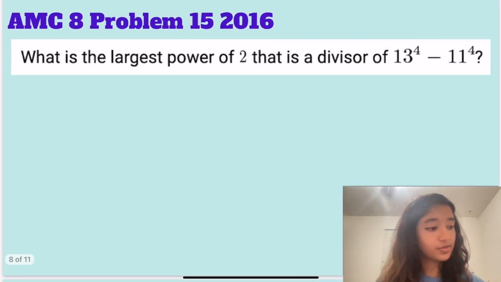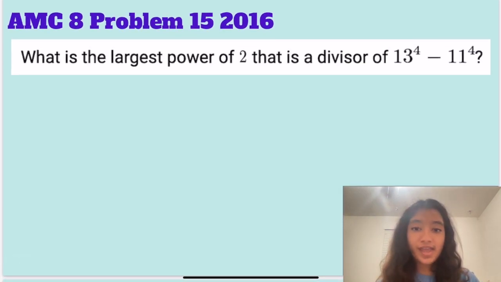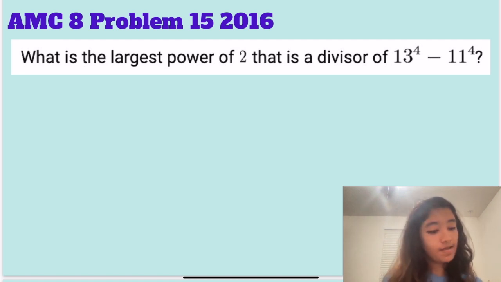Okay, on to the next problem. So I know we didn't get to this in class, but if you guys are either coming back to this later or want to look ahead: what is the largest power of 2 that is a divisor of 13 to the 4th minus 11 to the 4th?